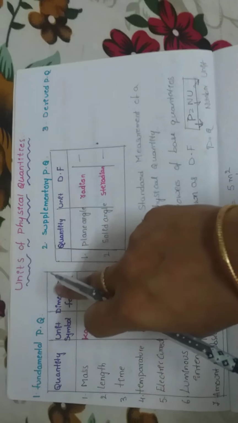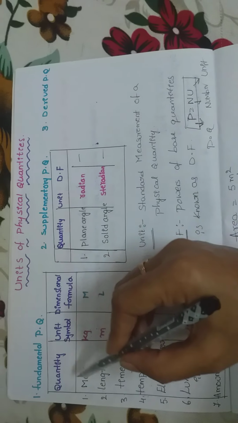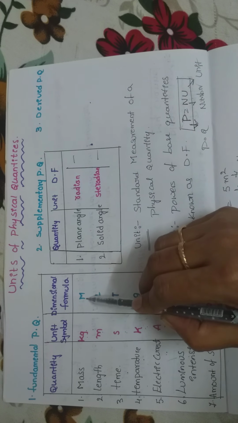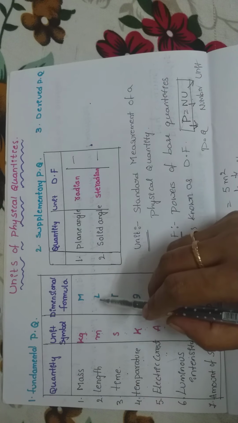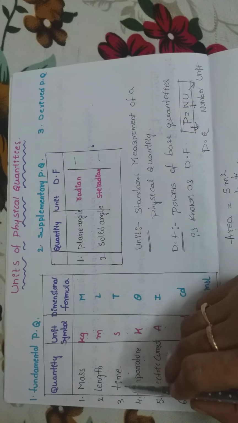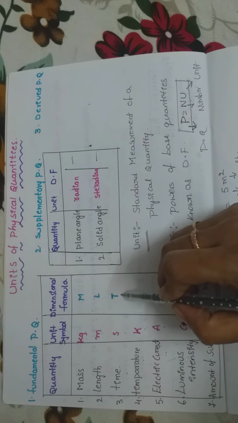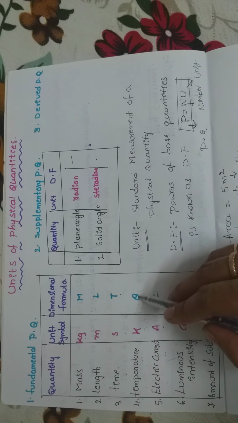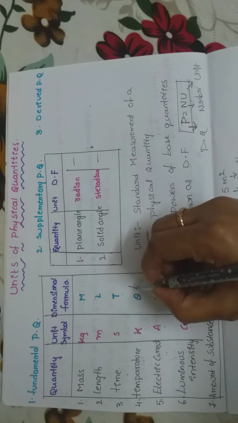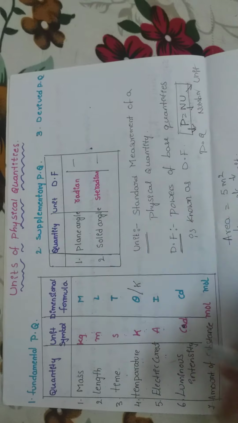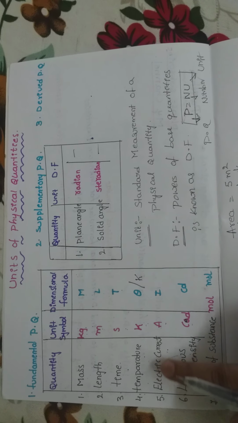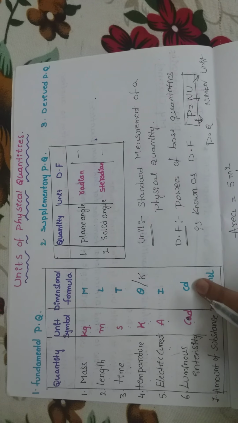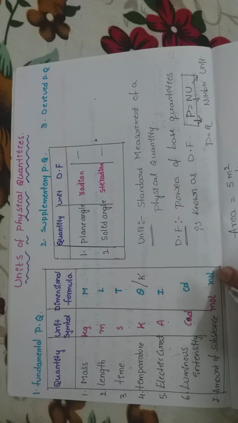Like that, coming to the dimensional formulas for different physical quantities. Mass we should write as capital M. Length we should write in terms of capital L. Time we should write in terms of capital T. And temperature, theta, or sometimes we use capital K also. And electric current, capital I. Luminous intensity, cd. Amount of substance, mol.